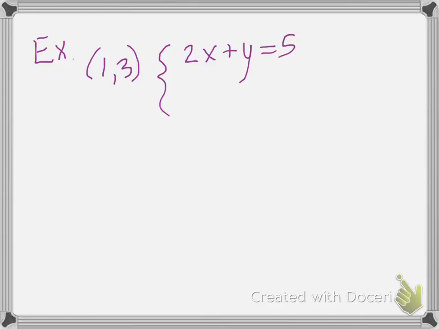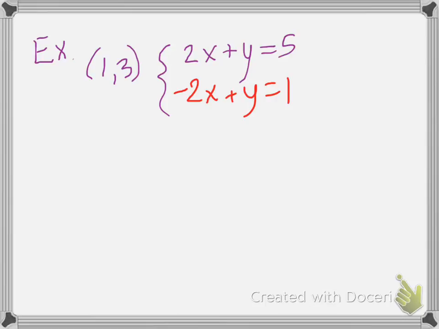Okay, so I'll give you one more example that you can try on your own. The directions are the same. I'm trying to figure out if this is a solution to the system of equations. The equations that I'm going to give you are 2x plus y equals 5 and negative 2x plus y equals 1. So go ahead and try that on your own. Pause the video and then I will give you the answer when you come back.